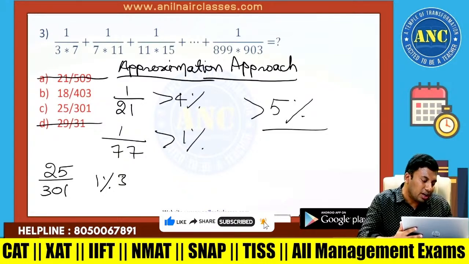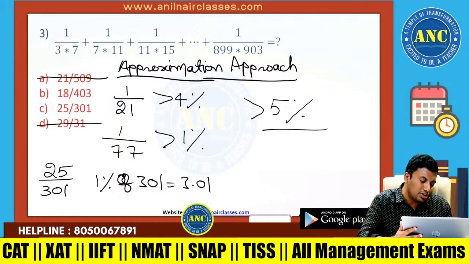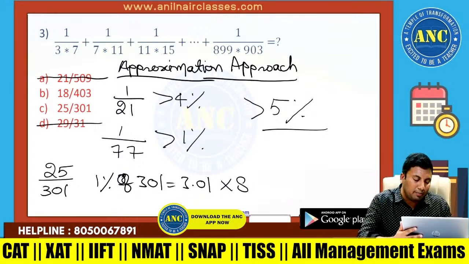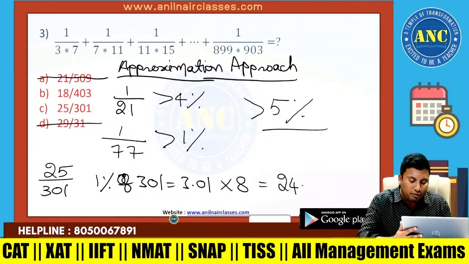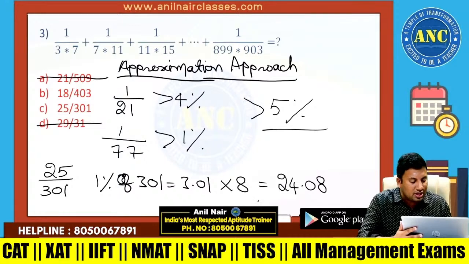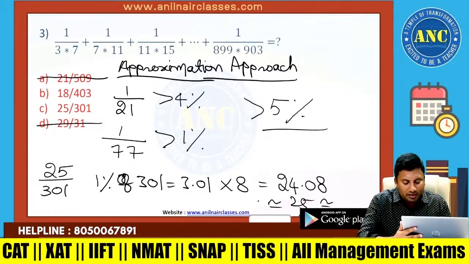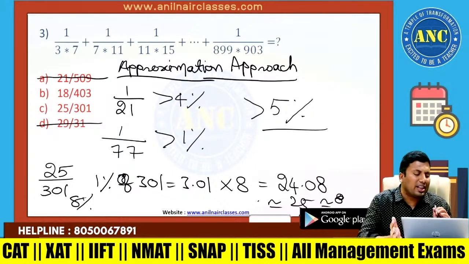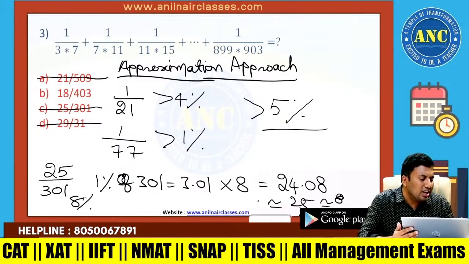1% of 301 is nothing but 3.01. If I multiply by 8, it is 24.08, which is closer to 25. So 25 is closer to 8%, but I want just greater than 5%. So C is eliminated. The only option left is B.